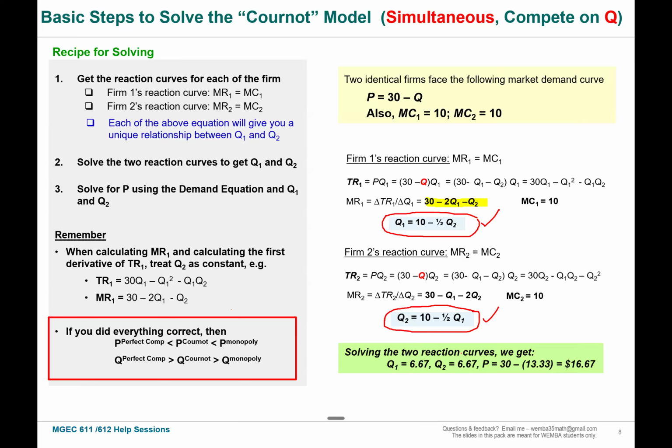Yeah. So the thing is, it's not like firm 1 can wait and observe and then decide. If you do that, then firm 2 has a first mover advantage, right? And that's the Stackelberg model.